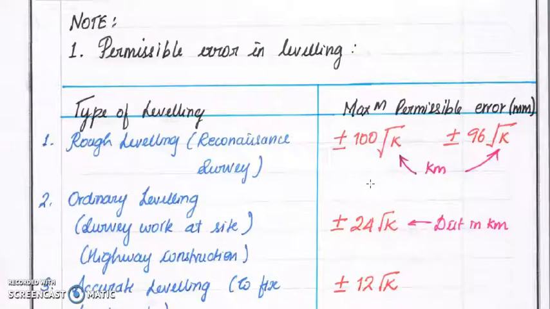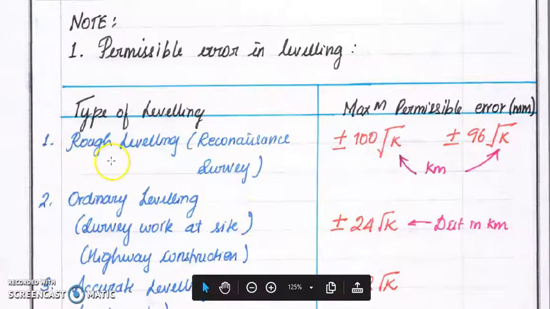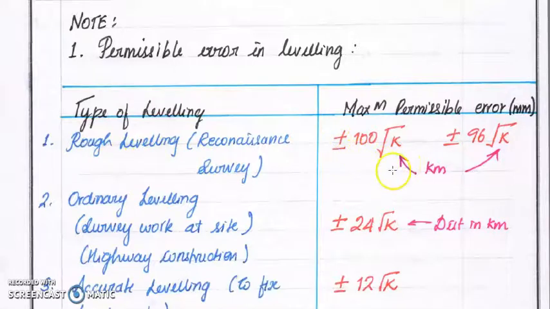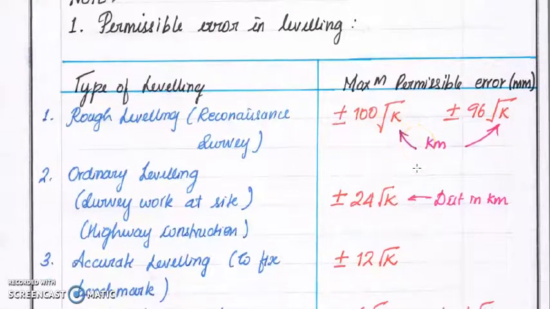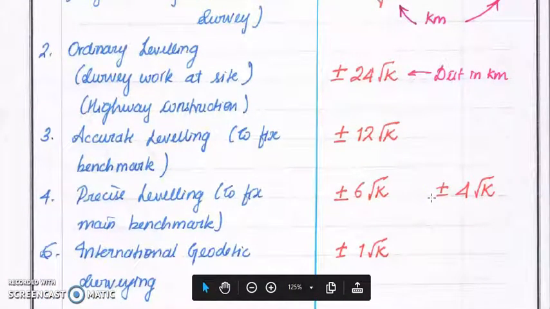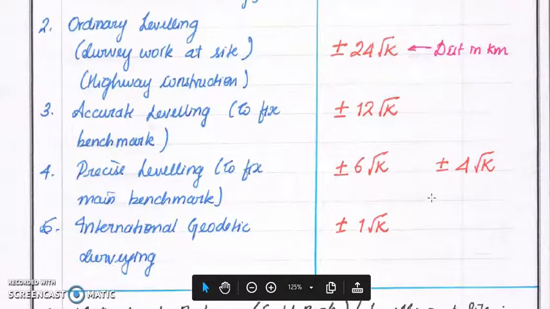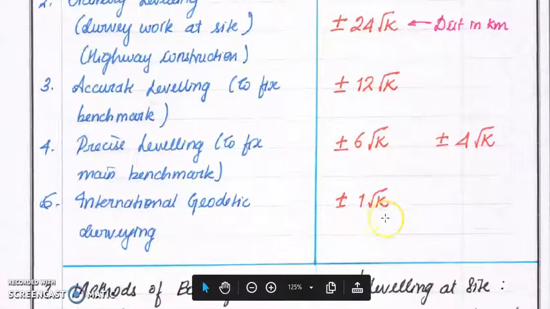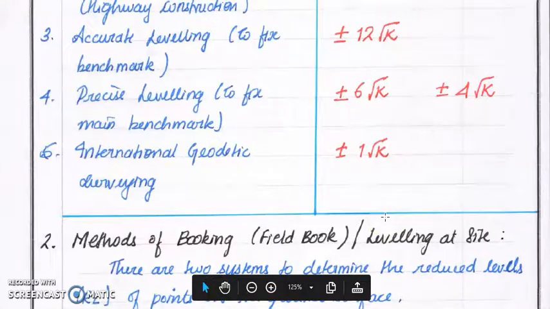for permissible error in leveling, by type of leveling: for rough leveling, that is recognized in survey, the maximum permissible error equals plus or minus 100 root K, where K must be in kilometers. Next, ordinary leveling is plus or minus 24 root K, with distance in kilometers, then accurate leveling and precise leveling. So these are the permissible errors. You can get these data in your textbooks.